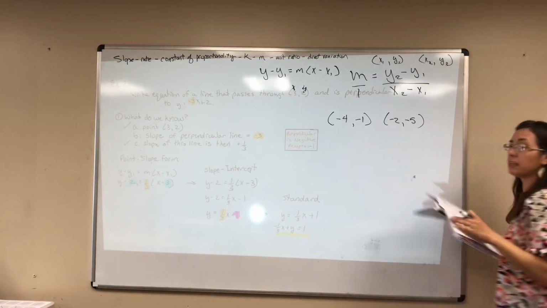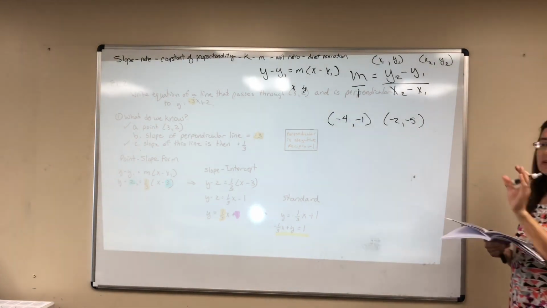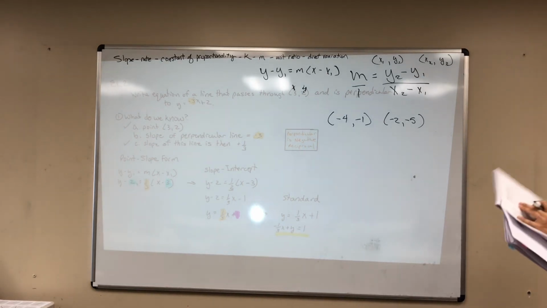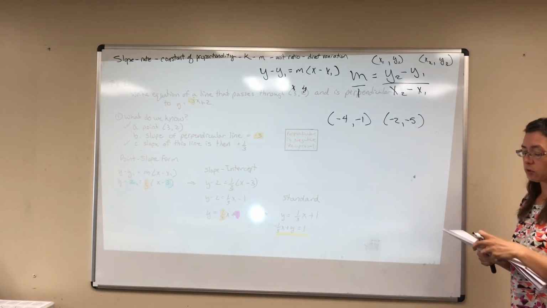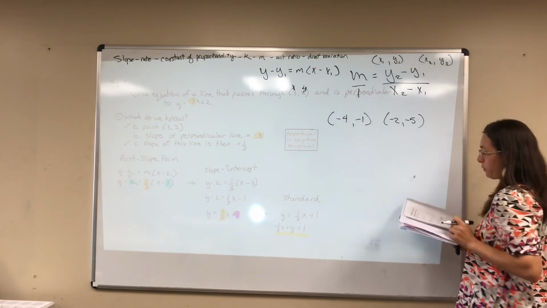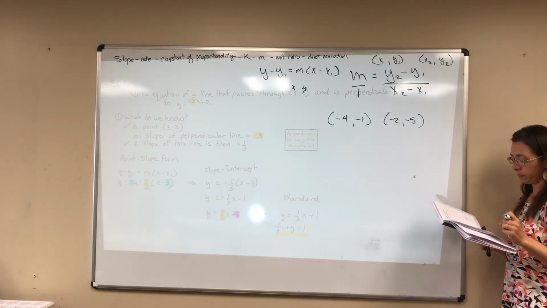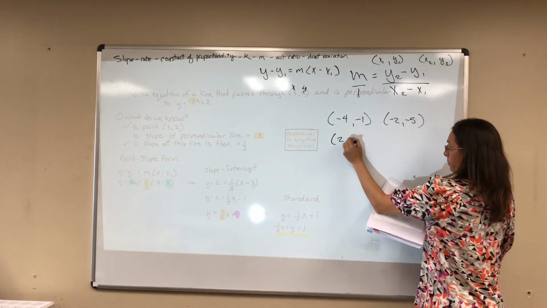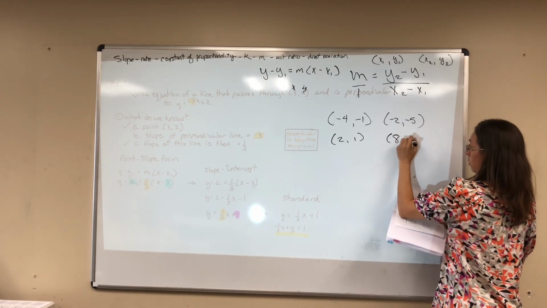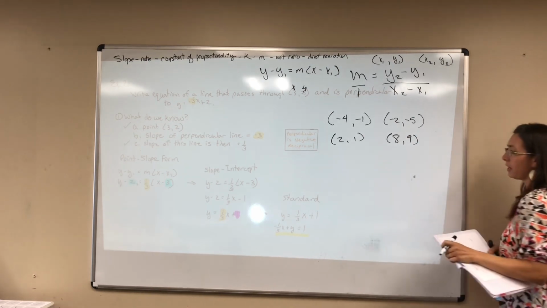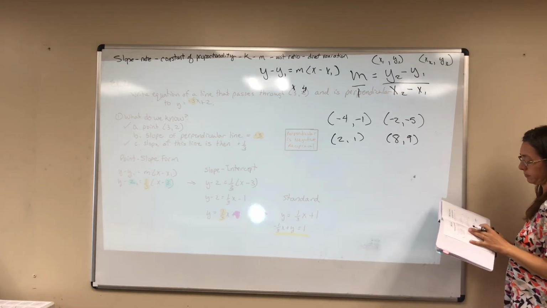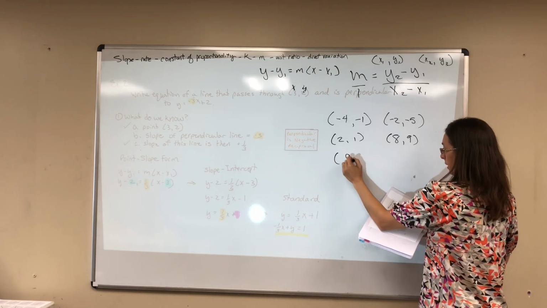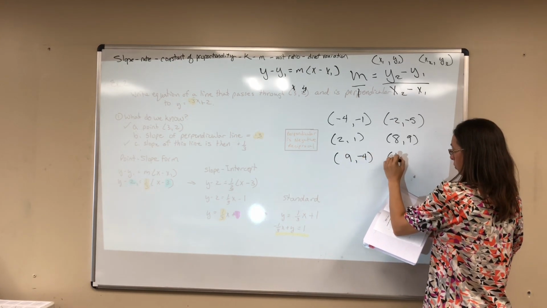And I do have these on your homework, printed out. So for number 1 under topic 3, where it says find the slope of these given ordered pairs, this is the ordered pair for number 1. The ordered pair for number 2 is 2, 1, and 8, 9. The ordered pair for number 3 is 9, -4, 1, -4.